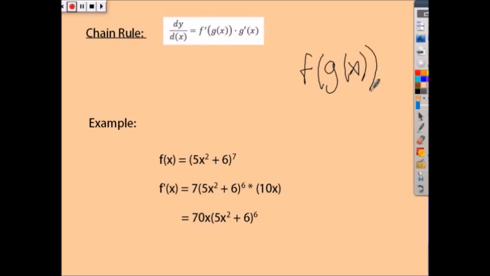For example, the derivative of 5 times x squared plus 6 to the 7th as a whole is 7 times 5 times x squared plus 6 to the 6th as a whole times 10x, which totals 70x times 5x squared plus 6 to the 6th.